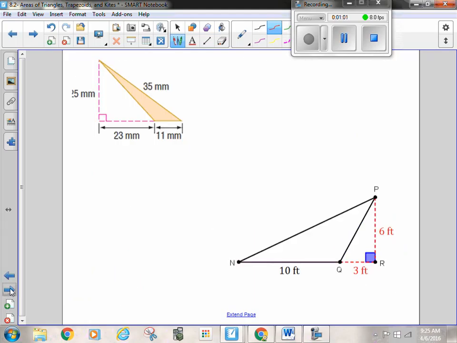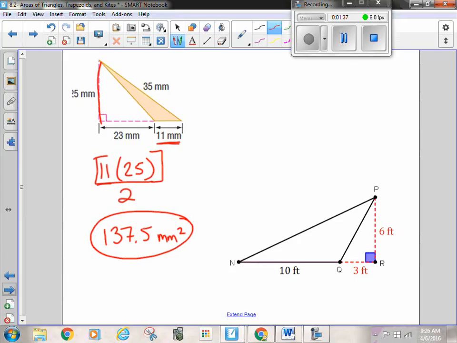Okay, so triangles. If we look here, we want to find the area of the shaded region. My base is 11 times my height. My height is perpendicular, so that's this one, 25. And then we divide that by 2. So 11 times 25, divide that by 2, is 137.5. Again, if you're putting this all in your calculator in one step, put the top part in parentheses. And then label millimeters squared.